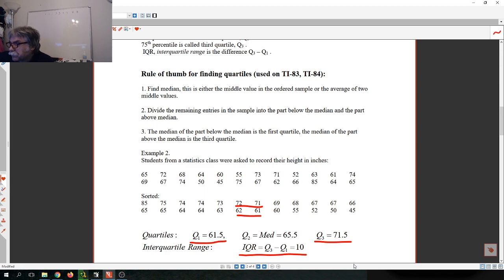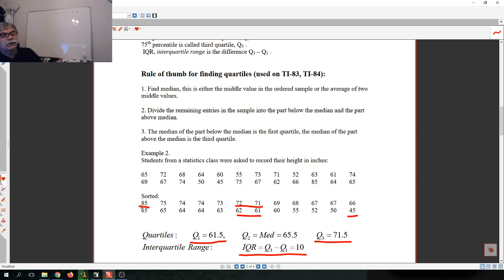So now you have all 5 important numbers that we need for the box plot or box and whisker diagram. The minimum is obviously 45, the maximum 85, and you also have first quartile 61.5, median 65.5, and the third quartile, which is 71.5. That would be enough to make a box plot.